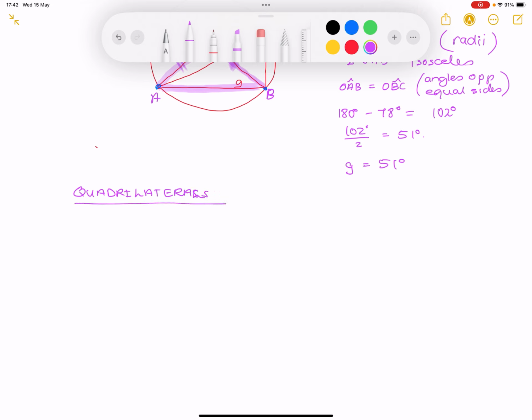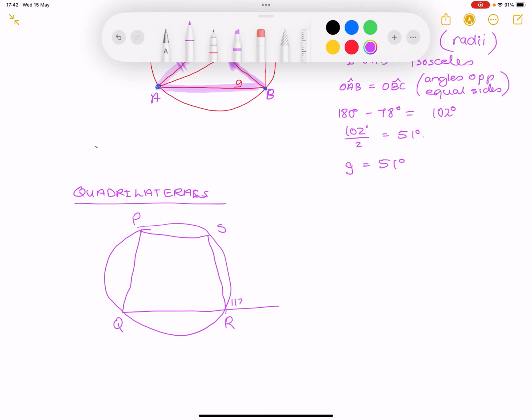Alright. Okay, you have it. Then you have your quadrilateral, and that is P and S, Q and R. So this is 112 degrees. That is 90 degrees. That is H. And that is I.